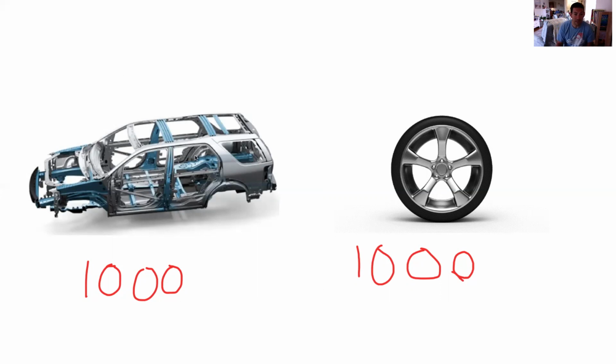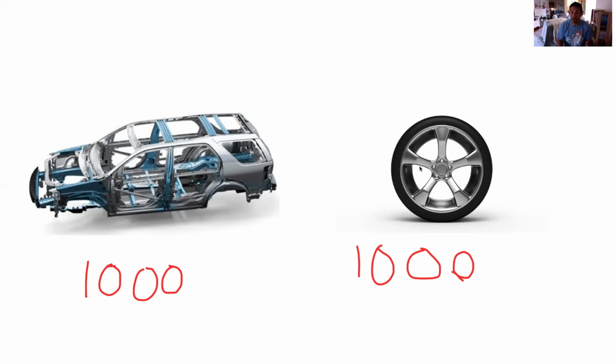If we think about the frame, you only need 1 frame per car. All right, so if we do 1,000 and we divide by 1, we could theoretically make 1,000 cars, but we would need enough wheels. So since we're gonna run out of wheels after we make 250 cars, right?